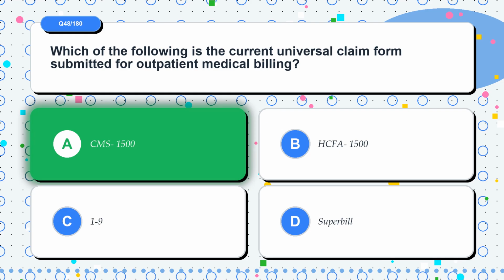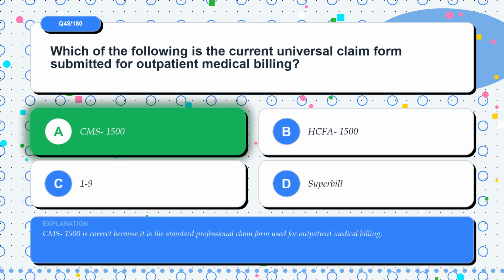The correct answer is option A. CMS 1500. CMS 1500 is correct because it is the standard professional claim form used for outpatient medical billing.